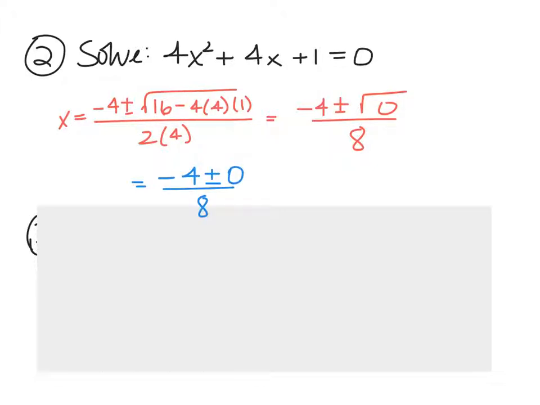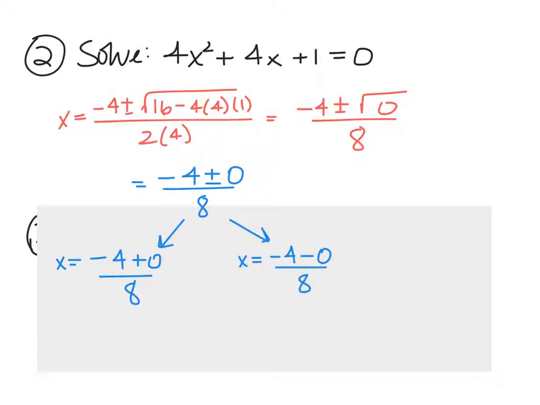Now, remember the plus or minus gives us two answers. So I actually want to break this apart to find my two answers. So I'm going to read this in two different ways. The first way is if that's a plus sign. So I'm going to write x equals -4 plus 0 over 8. And the other answer is -4 minus 0 over 8.